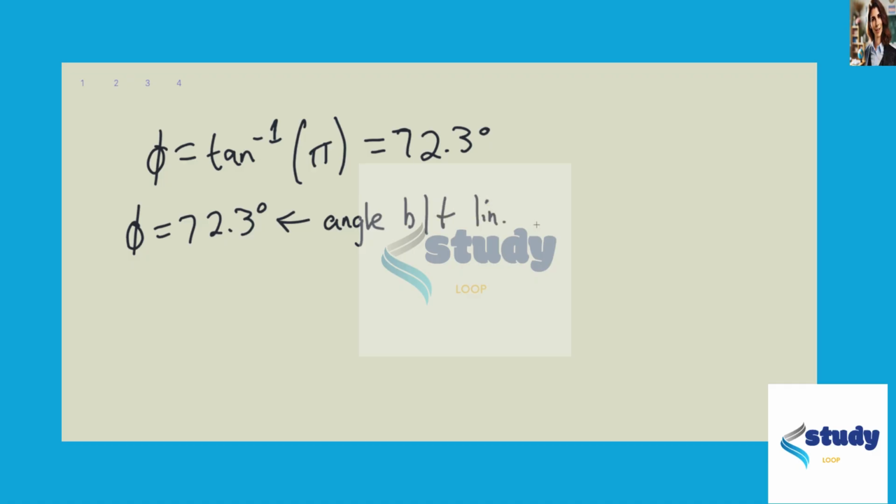So phi equals 72.3 degrees, and this is the angle between the linear velocity and resultant acceleration. And this would be your answer for part D.